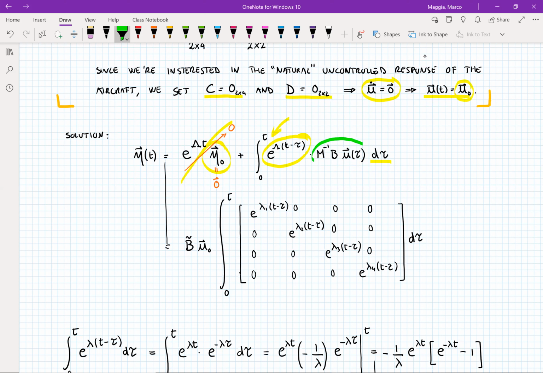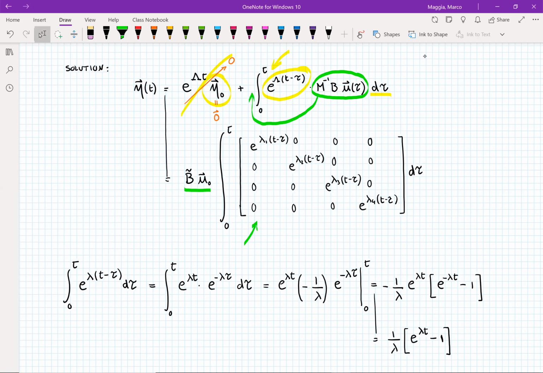This term, M inverse times B times U, is constant. We can pull it out of the integral, and that is equal to B tilde U naught. And so we only have left integrating the matrix, which is pretty straightforward. We can do it element-wise.